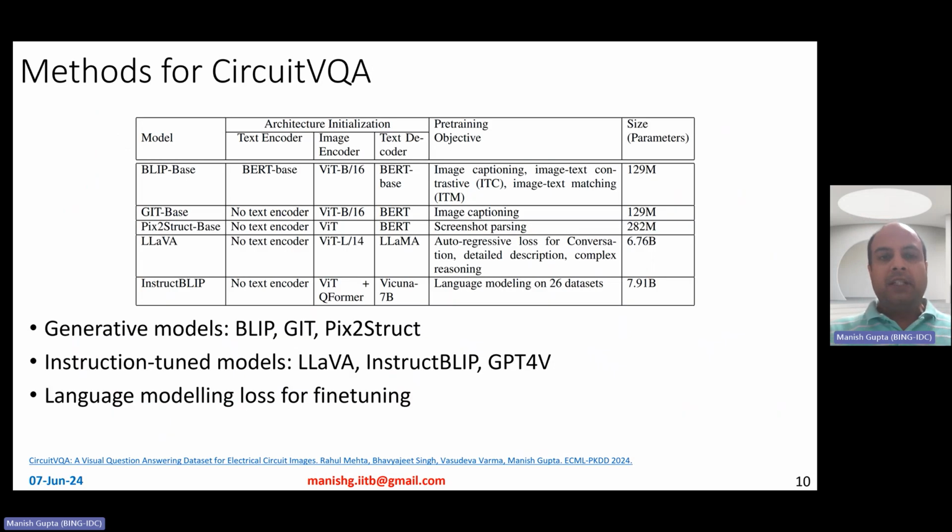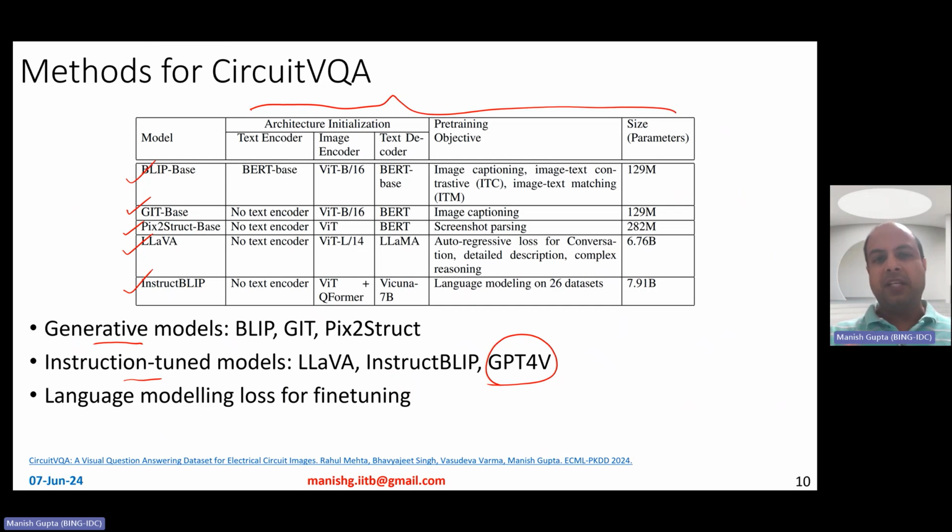Okay. So we leverage several multimodal models for solving this problem. They are shown here. We leverage generative models as well as instruction-tuned models. Generative models include BLIP, GIT, and Pix2Struct. And instruction-tuned models include LLaVA, InstructBLIP, and also GPT-4V. Now, here are details about the architectures of these models.